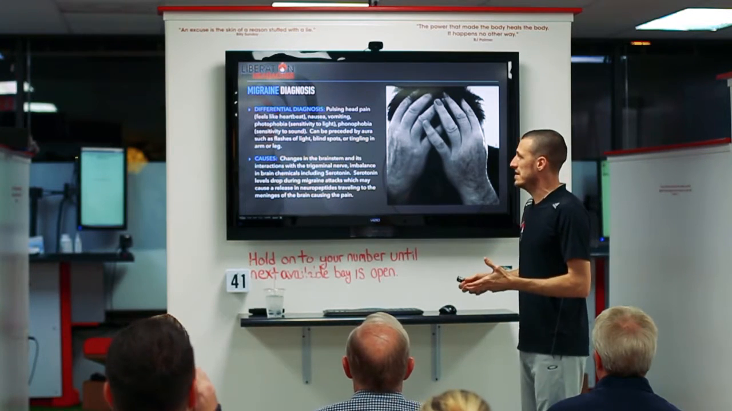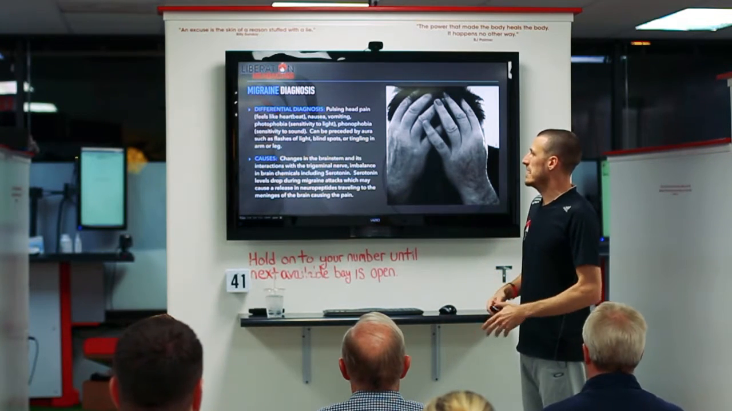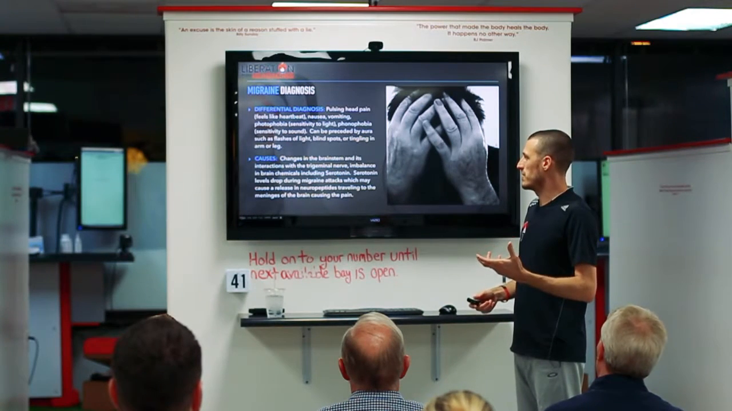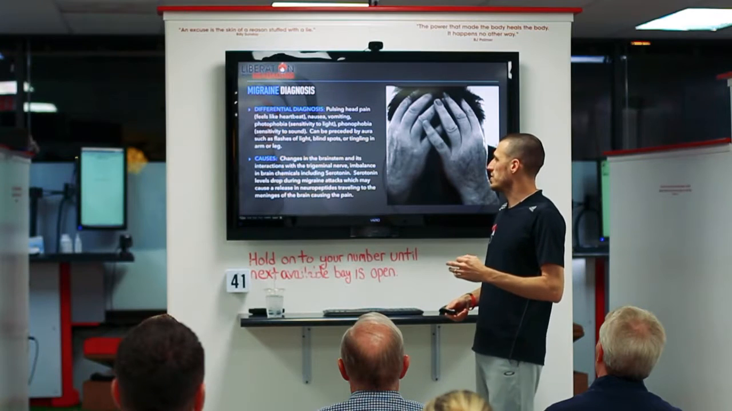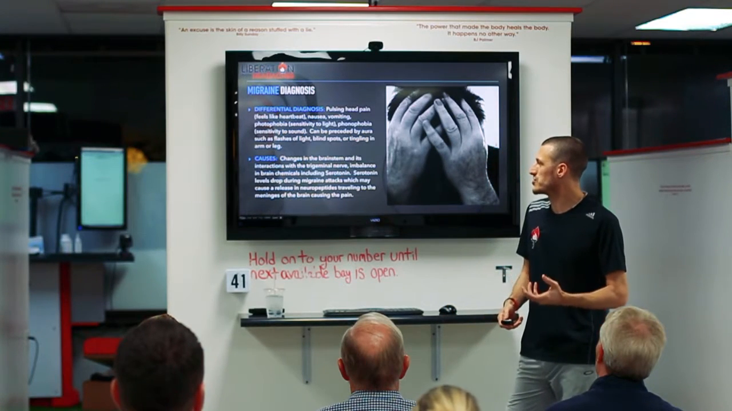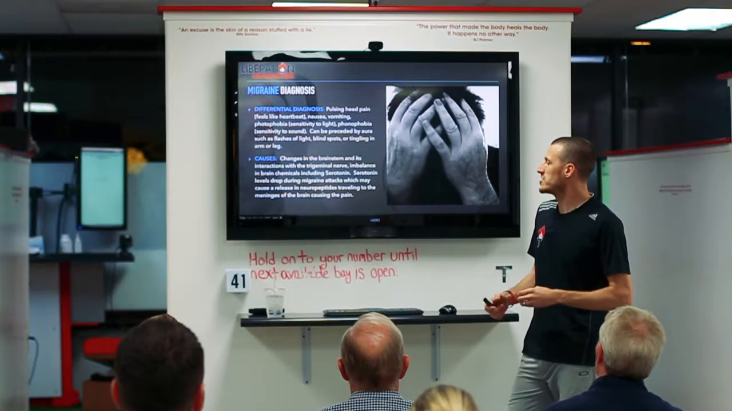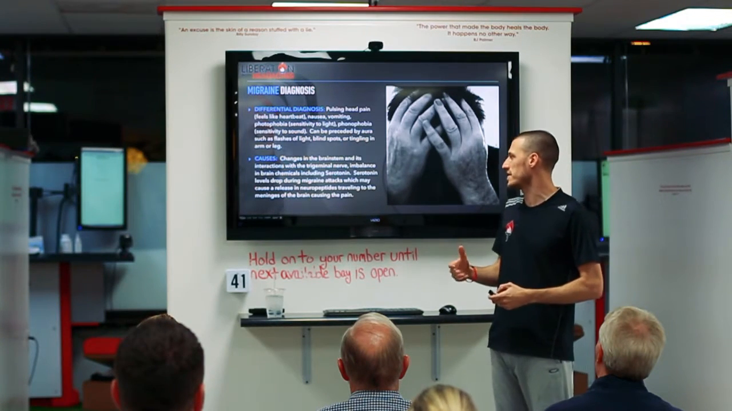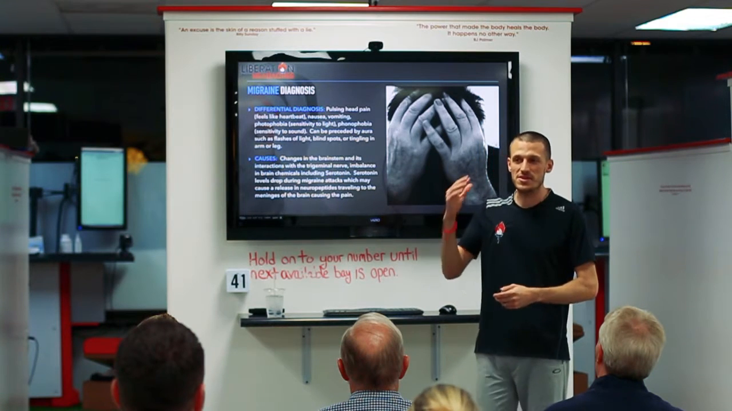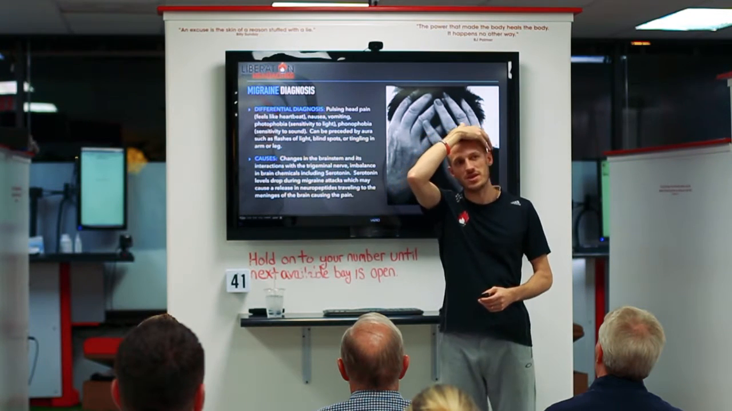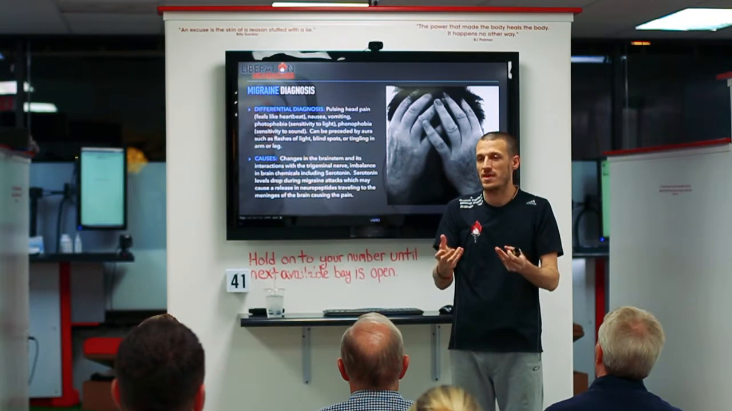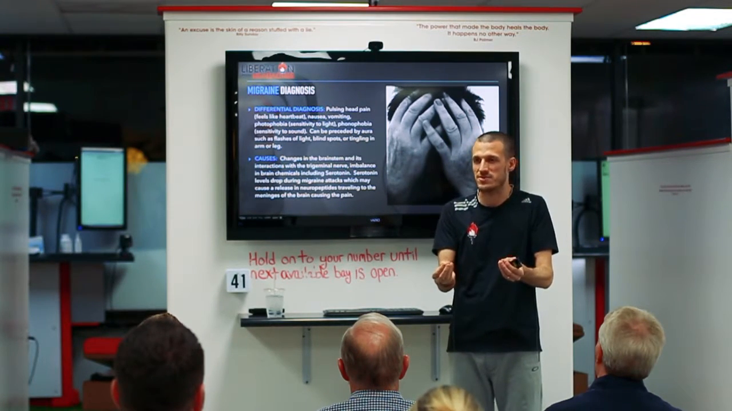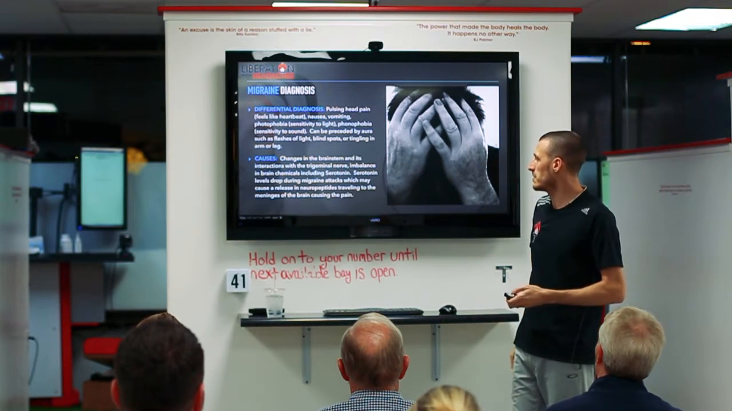So the causes, they say, are changes in the brainstem and its interactions with the trigeminal nerve, which is a cranial nerve, and an imbalance in brain chemicals, including serotonin. Serotonin levels drop during migraine attacks, which may cause a release of neuropeptides traveling to the meninges of the brain, causing pain. The meninges is basically the covering, the sheath around your brain. And that, of course, does have nociceptors, the pain receptors, and that's where the pain comes from.